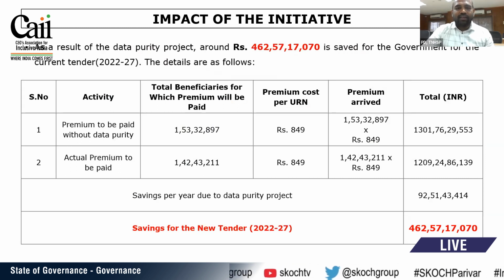Coming to the impact of the initiative, as a result of this data purity project, around 462 crore worth of money is saved for the government. In the table, we can see that without the data purity project, the premium calculated works out to 1,301 crores, and the actual premium to be paid for this current year is 1,209 crores. So the savings per year due to this data purity project is 92 crores. If you work it out for the full tender, it comes to 462 crores.